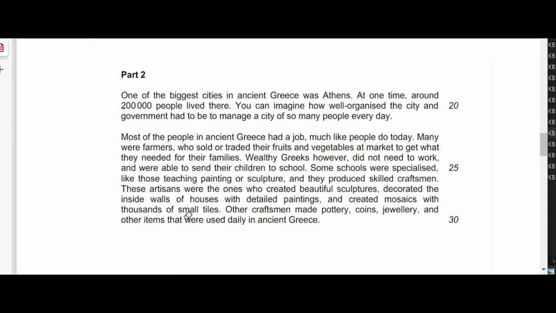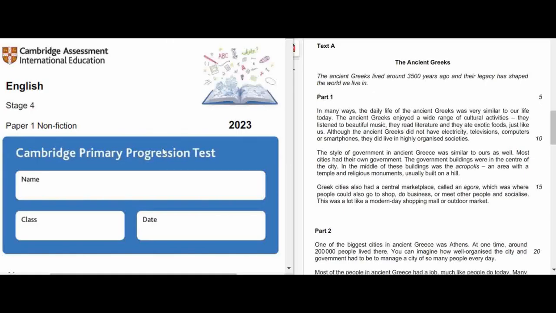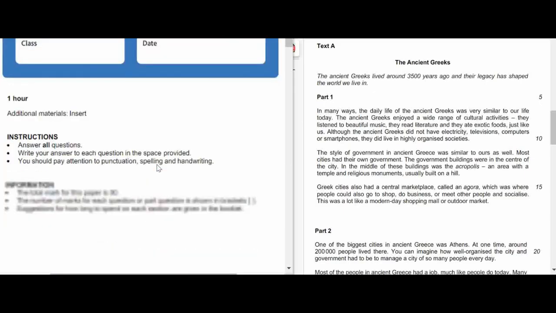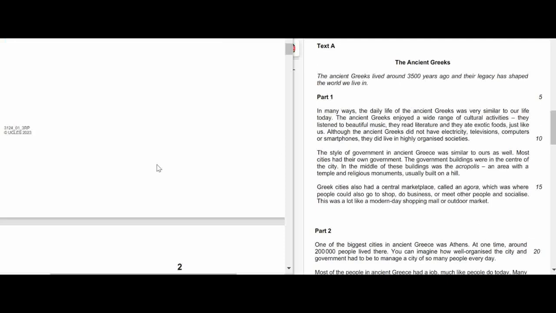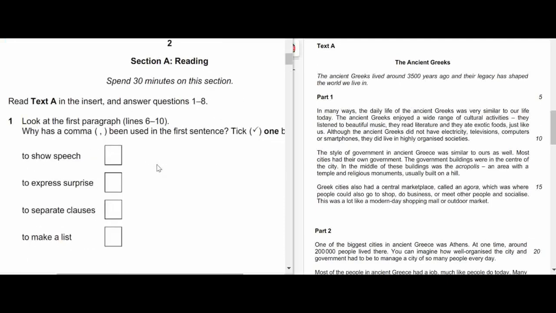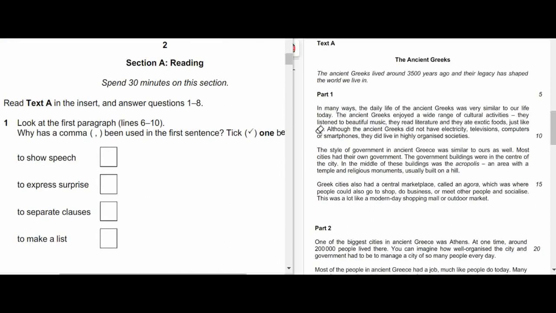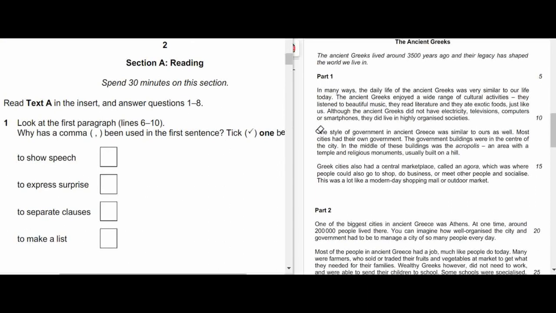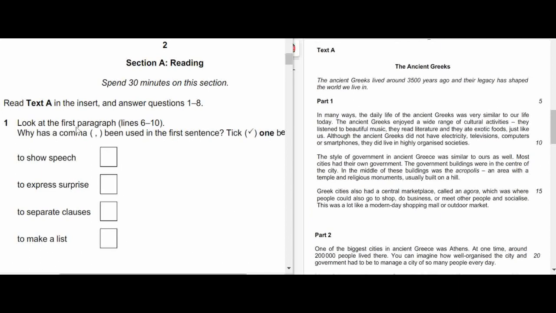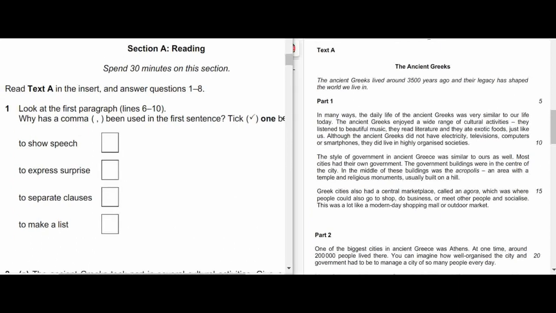That's it. Now let's see the questions. This is the question paper, and that is the insert given. Let's start from Question 1, Section A, 30 minutes for this section. Text A is to answer Questions 1 till 8. So let's get started with the first question.